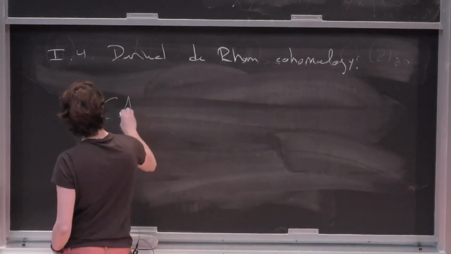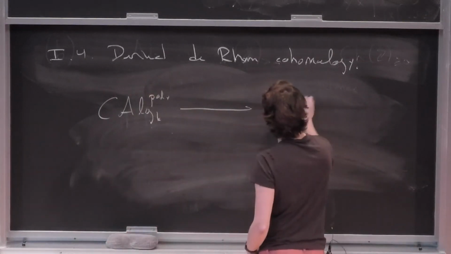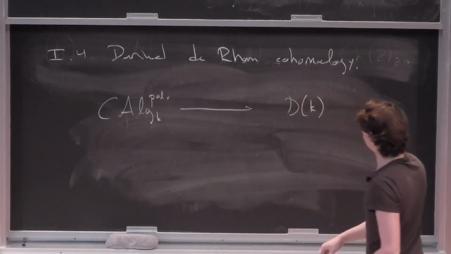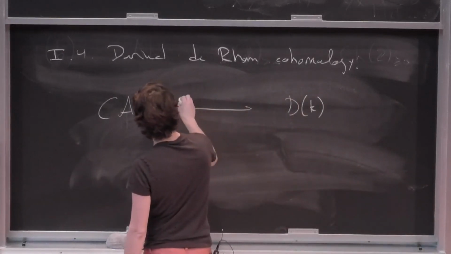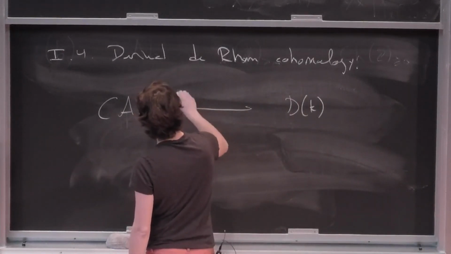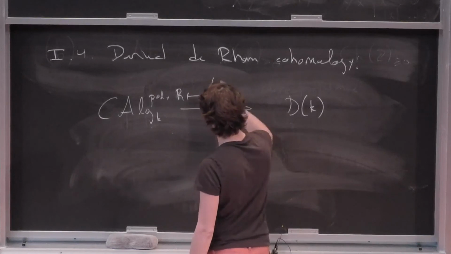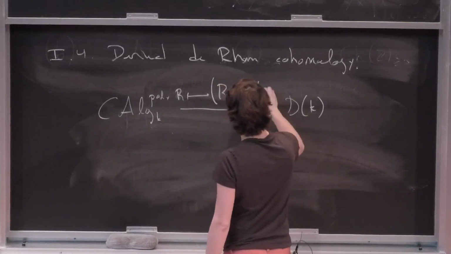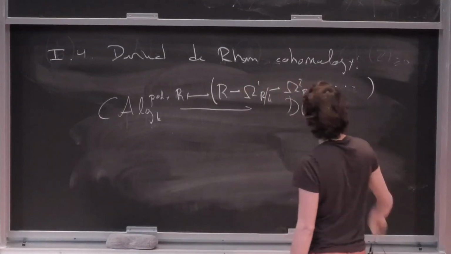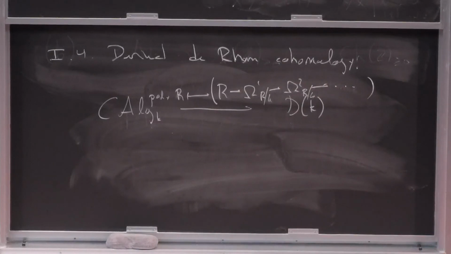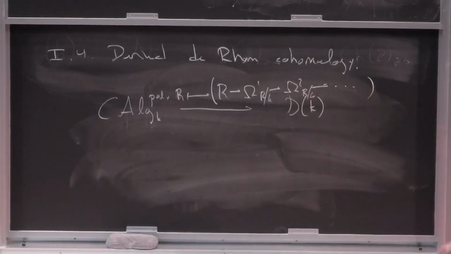So here's a specific functor I can make from finitely generated polynomial rings to chain complexes over K. I can just take a polynomial ring, let's call it R, and map it to the algebraic de Rham complex, which is R, Ω^1_R, Ω^2_R, and so forth, over K. And OK, so this is nice. Since this is finitely generated, this actually stops at some point.